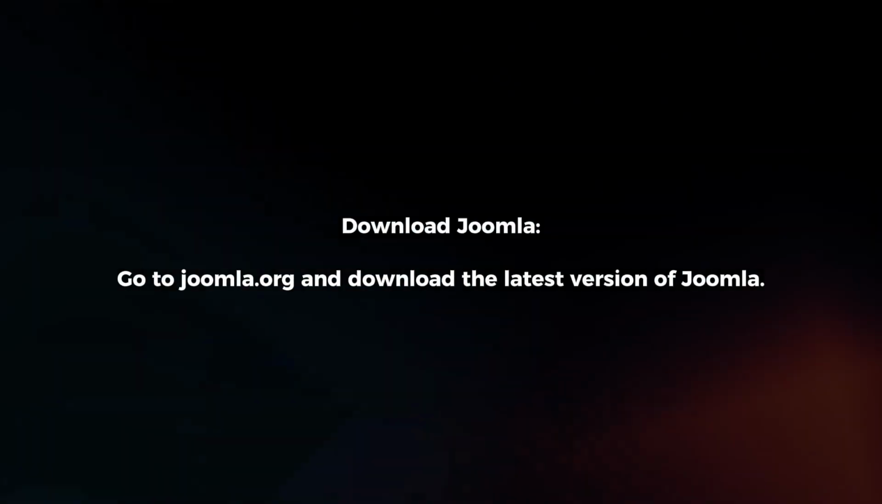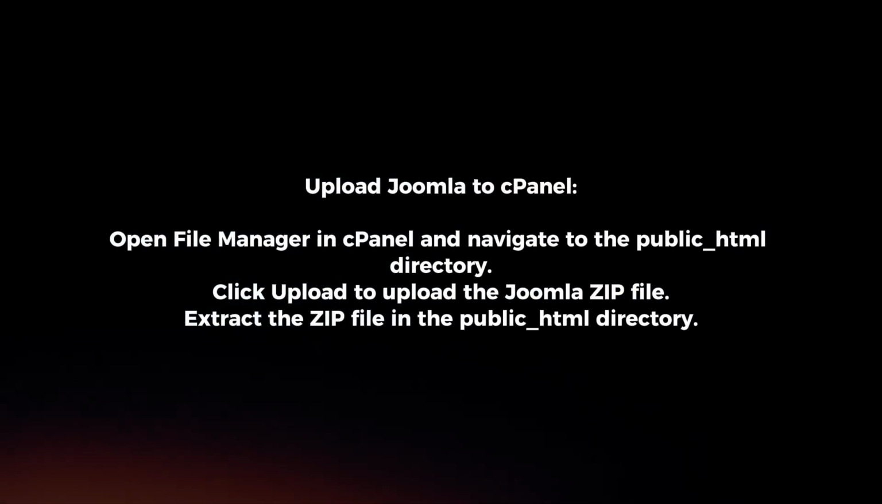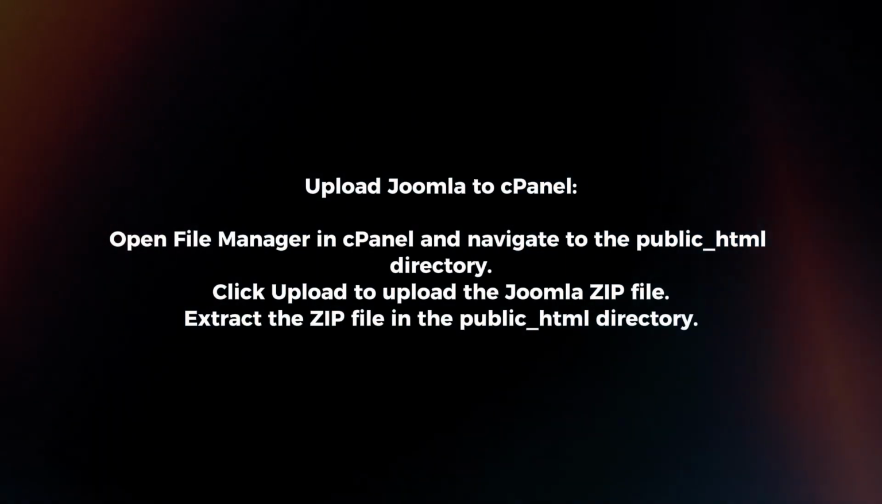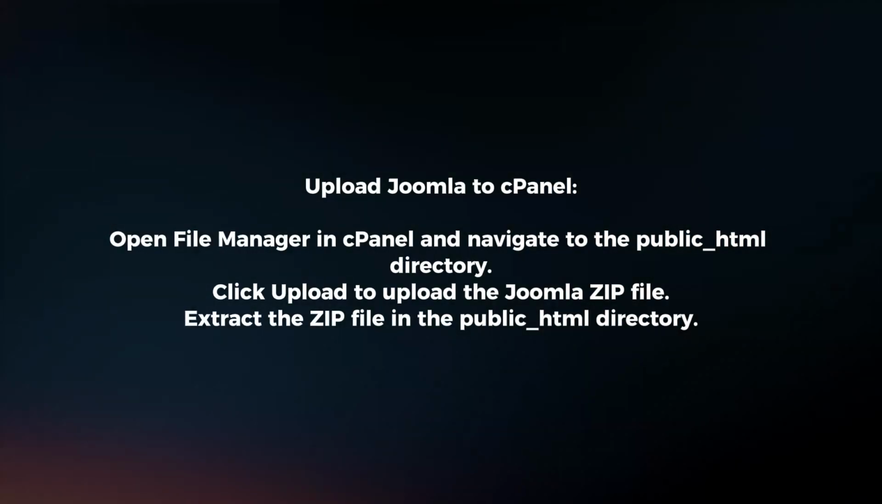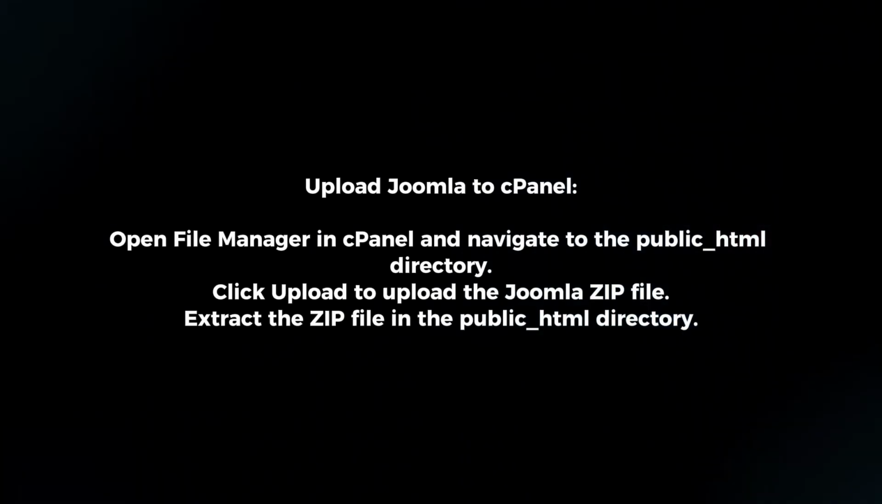Download Joomla. Go to joomla.org and download the latest version of Joomla. Upload Joomla to cPanel. Open File Manager in cPanel and navigate to the public_html directory. Click Upload to upload the Joomla zip file. Extract the zip file in the public_html directory.